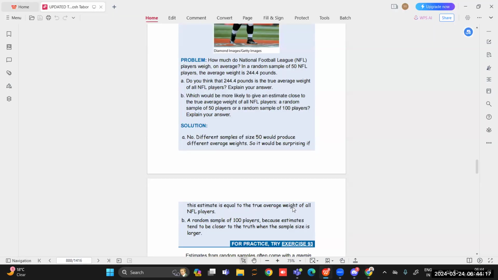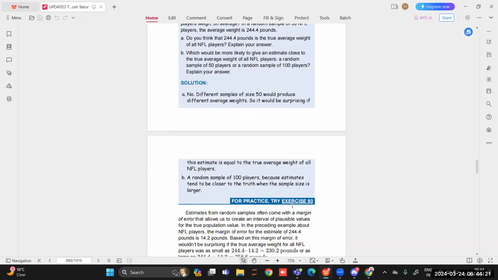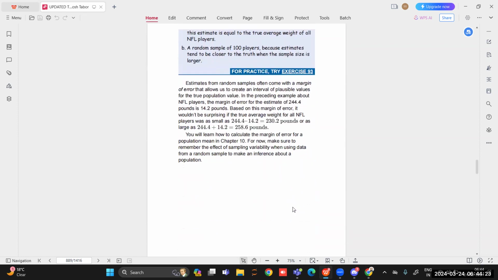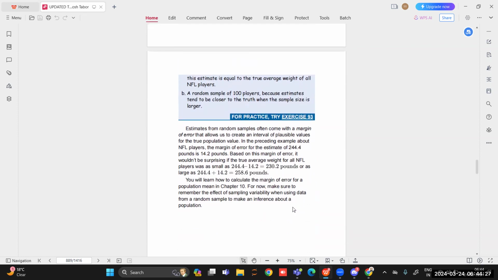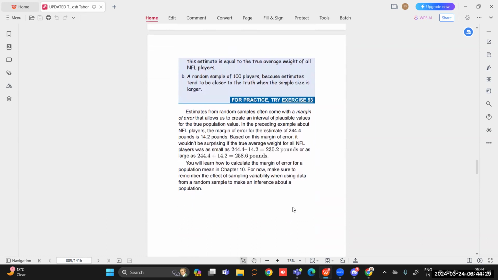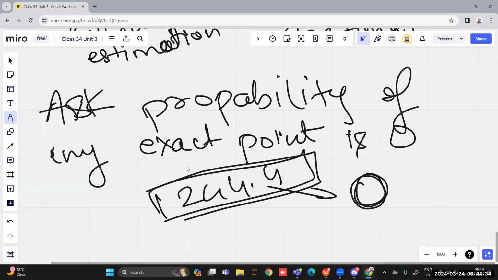And a random sample of 100 players, because estimates tend to be closer. So a 100 sample size will be better than 50. Is it clear? That's the thing. So estimates from a random sample often come with a margin of error. See, the thing that I was telling. So giving an exact value gives the probability 0.